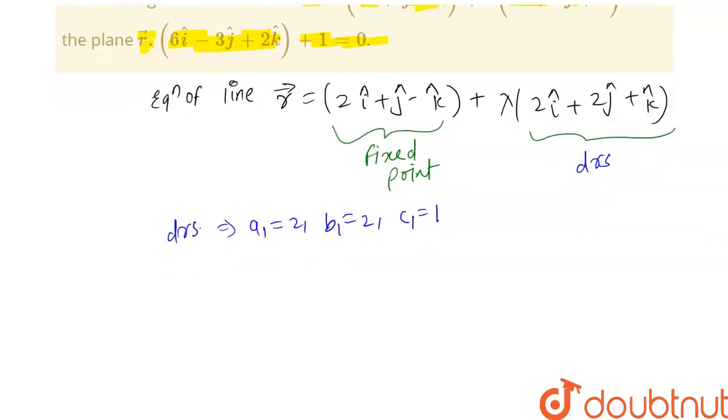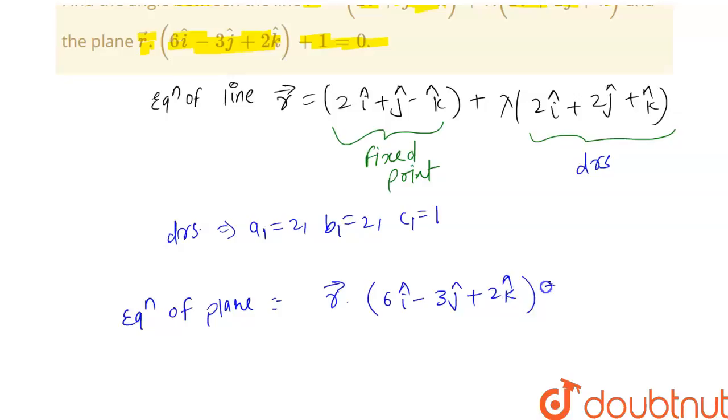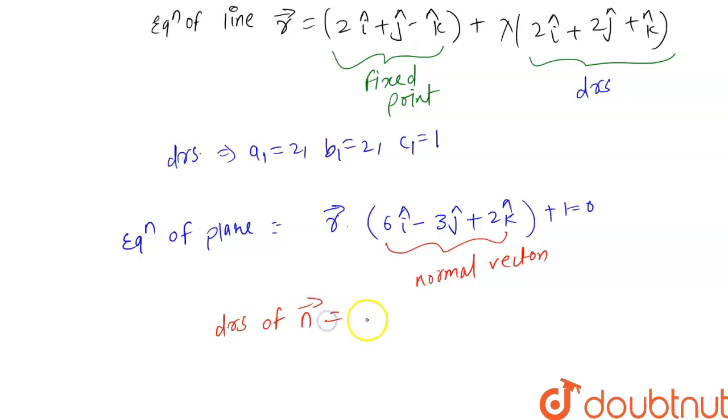The given equation of the plane is r vector dot (6i cap - 3j cap + 2k cap) + 1 = 0. In this equation of the plane, this is our normal vector. So the direction ratio of the normal vector is a2 = 6, b2 = -3 and c2 = 2.